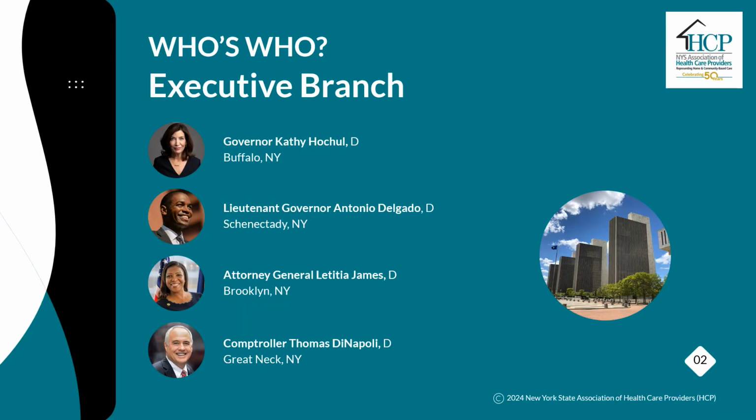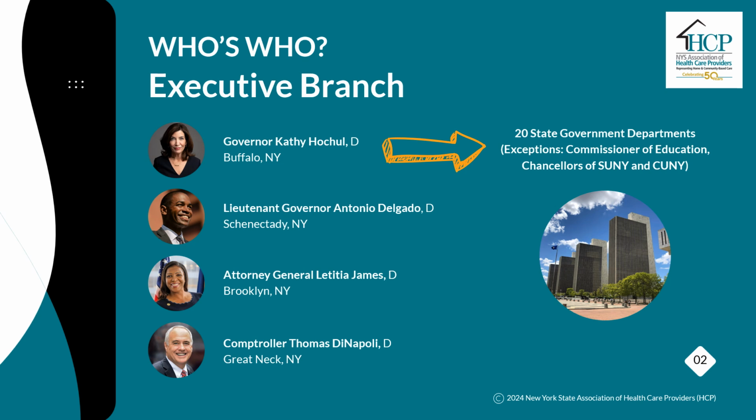Let's start with who's who in the executive branch. Only 4 statewide government officers are directly elected: the governor and lieutenant governor, the attorney general, and the comptroller. With a few exceptions, the governor appoints the heads of all state departments and agencies of the executive branch.